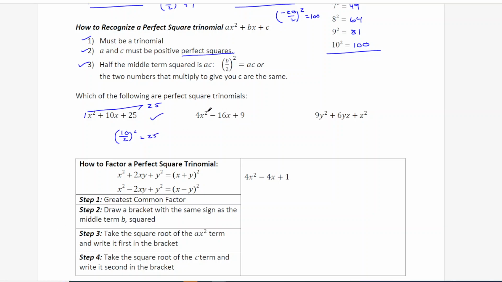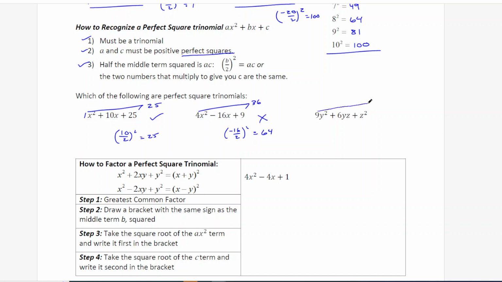Same thing here. So AC would give me 36. And to check, I would do half the middle term squared. Half of 16 is 8. Squared is 64. So this one does not work. This one's not a perfect square trinomial. This one I'd have to do the AC method.